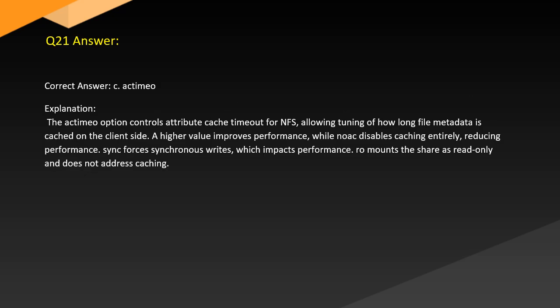Answer. Correct answer: C. actimeo. Explanation. The actimeo option controls attribute cache timeout for NFS, allowing tuning of how long file metadata is cached on the client side. A higher value improves performance, while noac disables caching entirely, reducing performance. Sync forces synchronous writes, which impacts performance. Ro mounts the share as read-only and does not address caching.